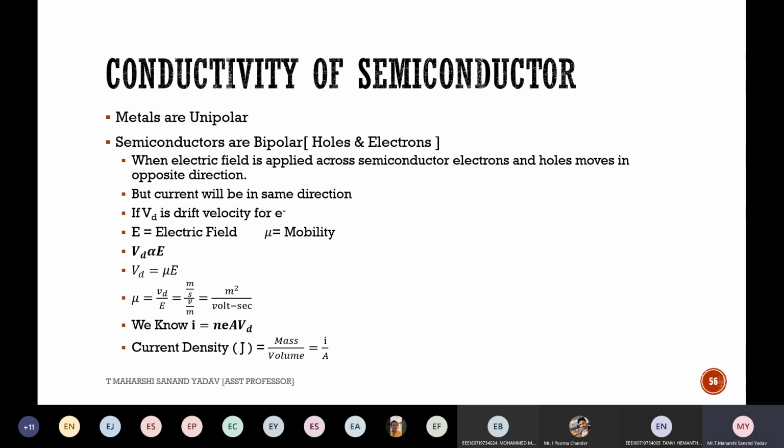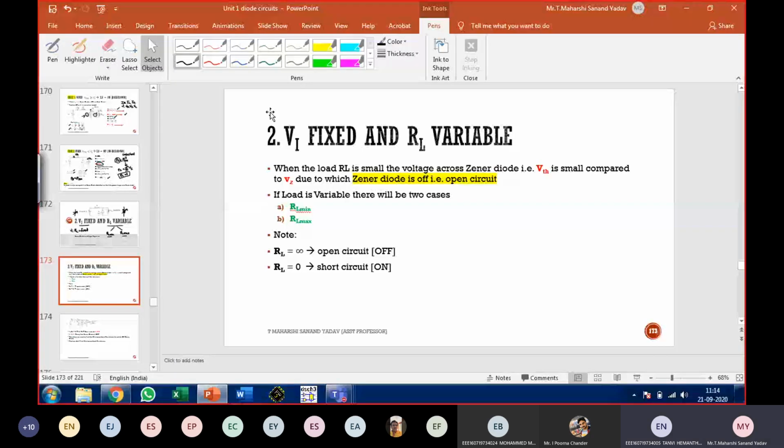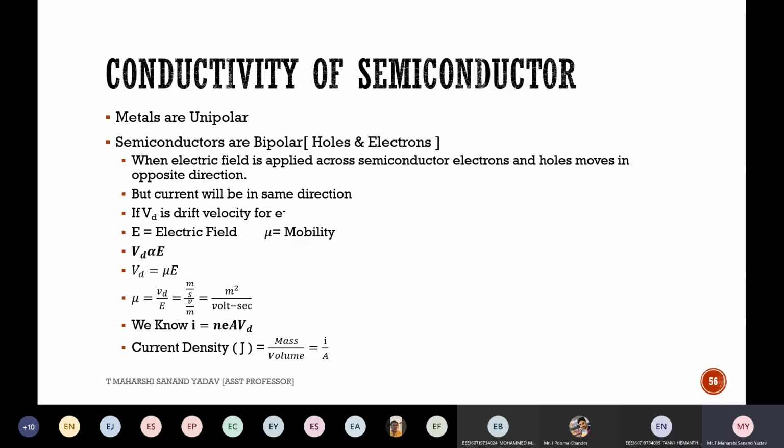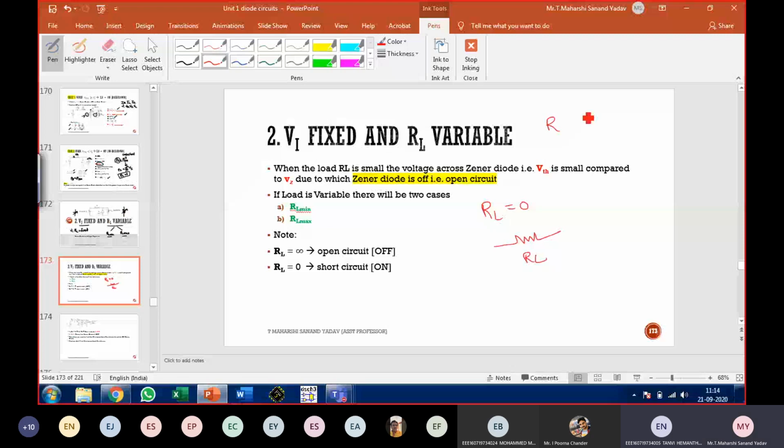Can anyone tell me what is happening? I think you know this point. If RL is infinity, what is happening? If RL is 0, what is happening? Can anyone tell me? If RL is 0, short circuit. Why short circuit? Why not open? VL will be 0. If this is the resistor RL, and the resistance is 0, will it allow the flow of current or oppose the flow of current?